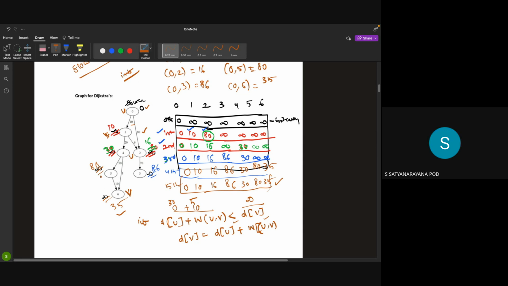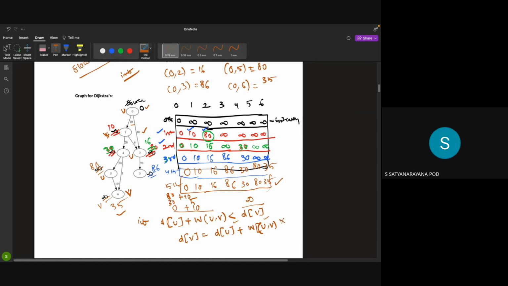Whenever you consider this is a u and this is a v, now you check the condition. What is the available distance? So already u is available with 80, added with 10. Is it right? Added with 10. This is 90, is it less than 35? No, sir. So then we don't do this step.